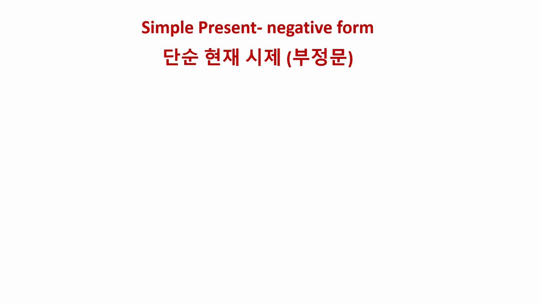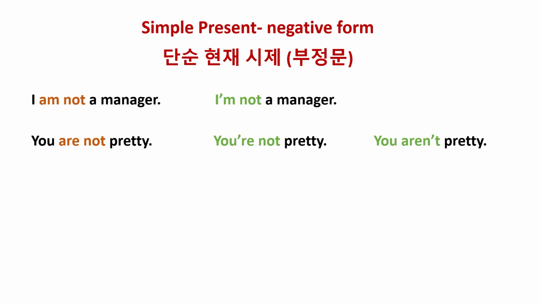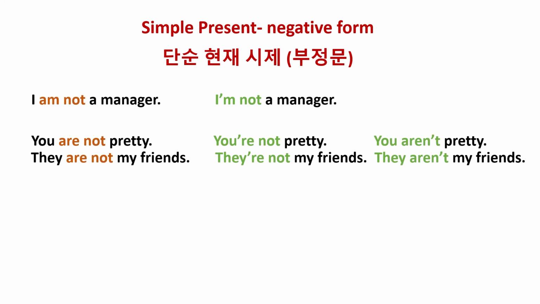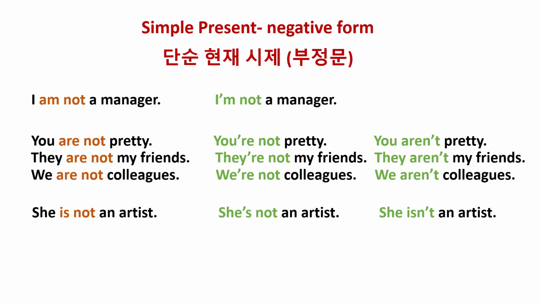Now, let's talk about another point. When we say, I am not a manager, it is mostly used in writing, but while we are speaking, we use the short forms. So instead of I am not a manager, we can say I'm not a manager. You are not pretty, we can say you're not pretty or you aren't pretty. They are not my friends, they're not my friends, or they aren't my friends. We are not colleagues. Instead, we can say, we're not colleagues, we aren't colleagues.